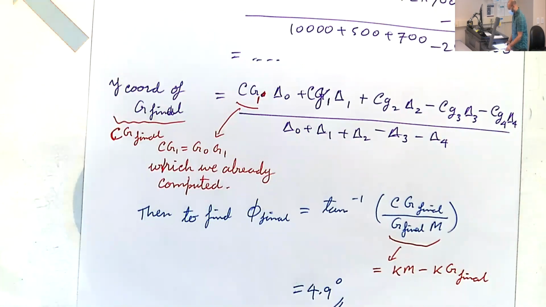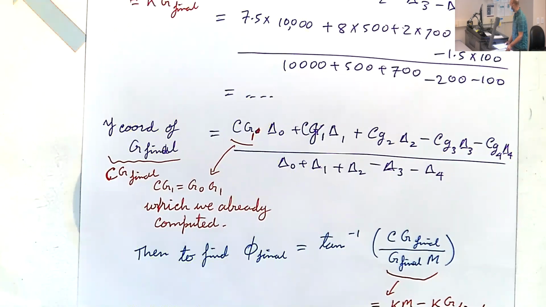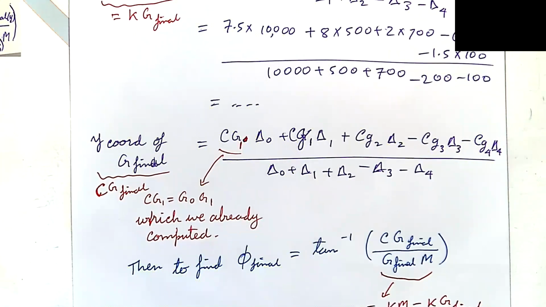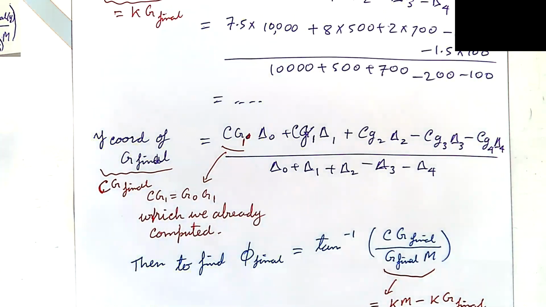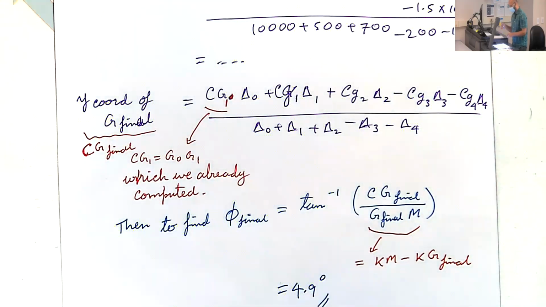So procedure-wise, any questions? See, it's the same thing we keep doing. Y1 M1 plus Y2 M2 plus dot dot dot divided by total mass.